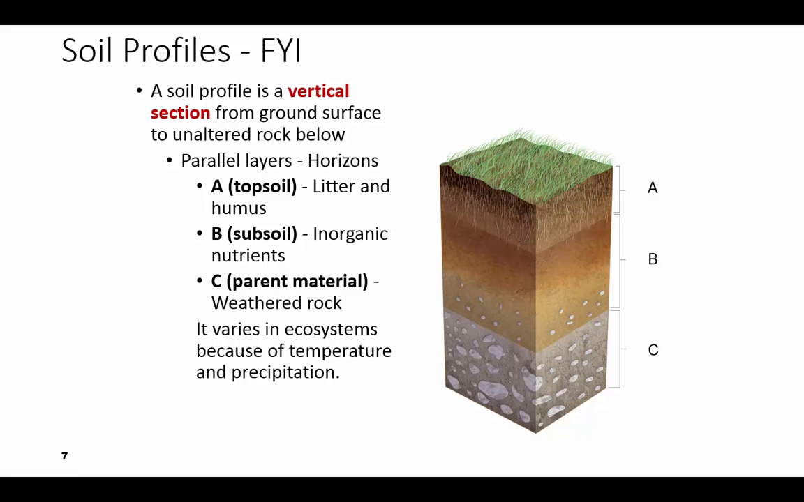This is a profile of a vertical section of soil. It shows the different layers. You've got down here at the bottom, C, that's the parent material. That's the weathered rock. Then you have B above it, the subsoil that has the inorganic nutrients in it. And on the top is the topsoil, letter A, and that's got the litter and the humus in it. And this is going to vary in ecosystems because of temperature and precipitation.